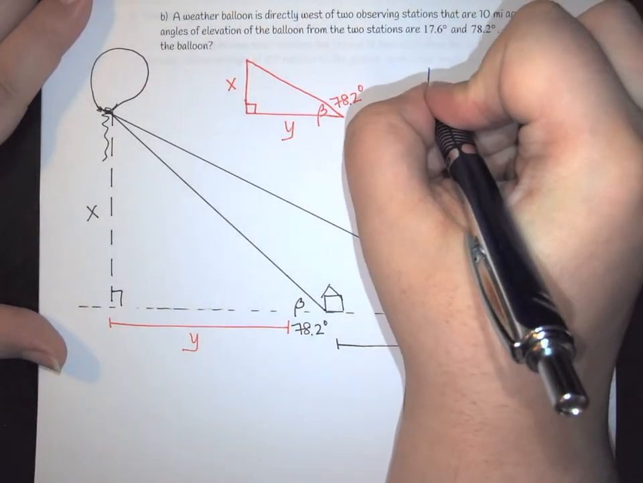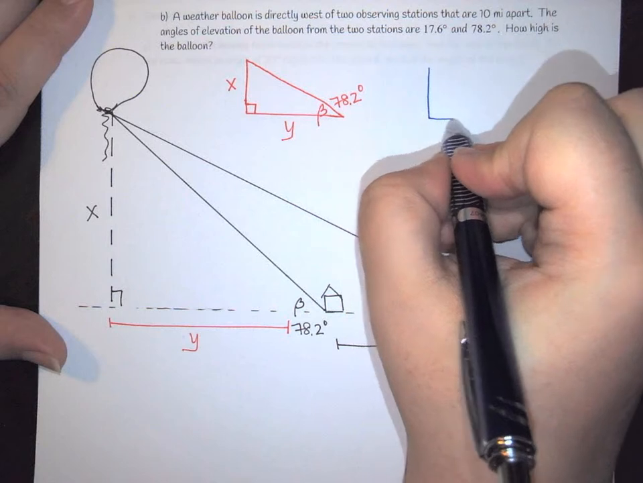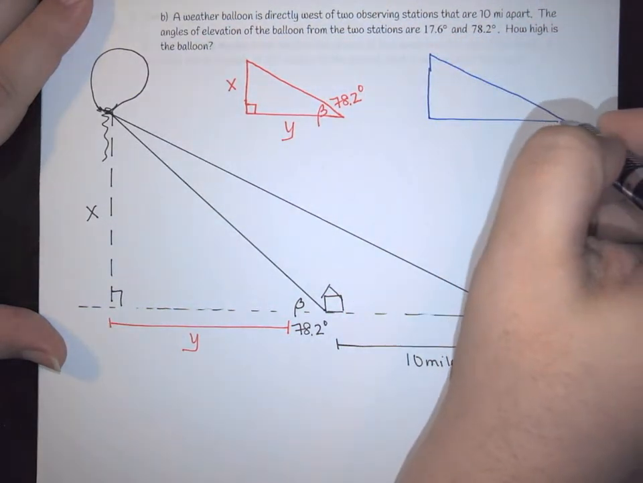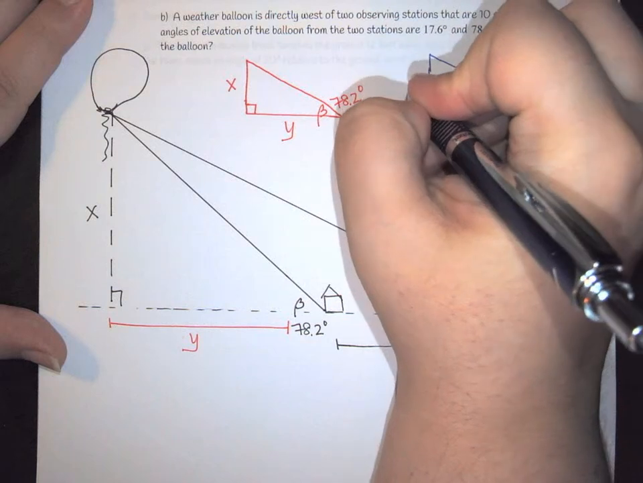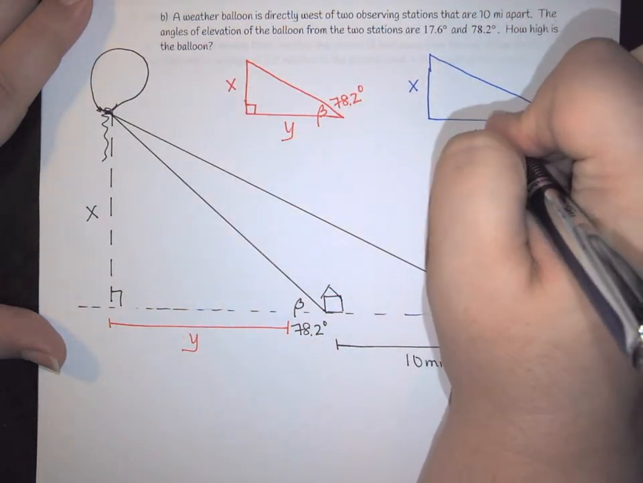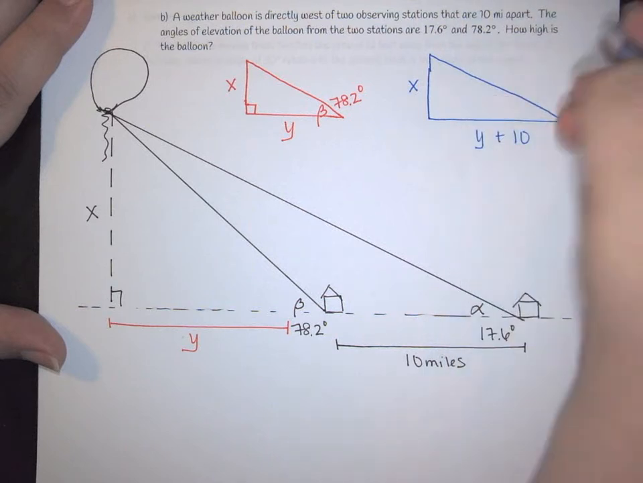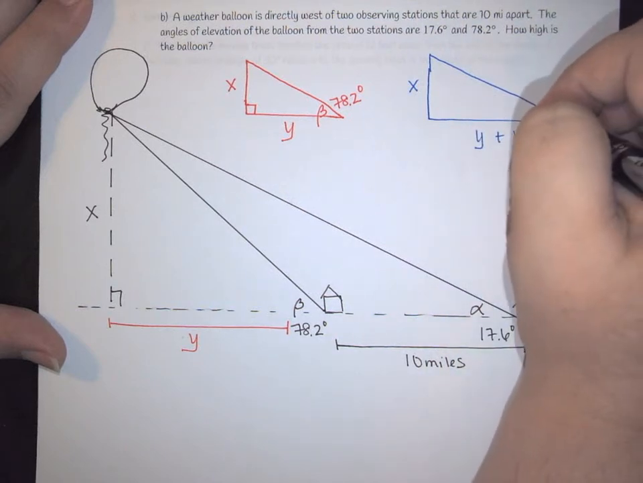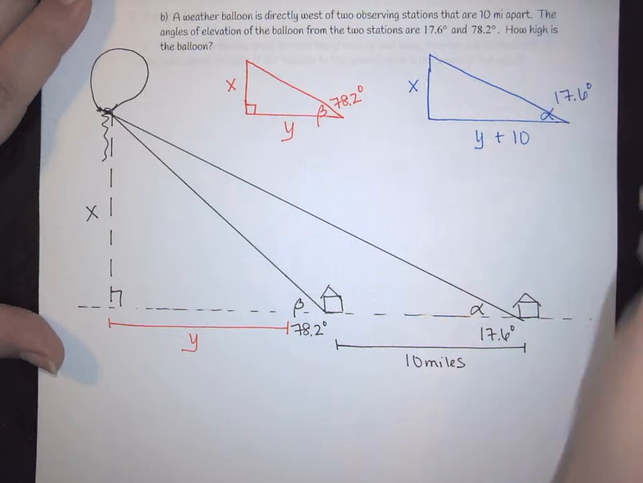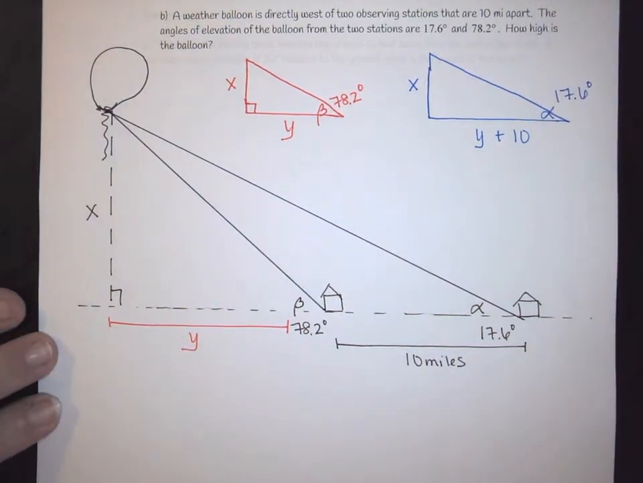Now the other thing that we have is we have our other triangle. So the other triangle here, make that slightly longer. Again, this is X, but this bottom side is going to end up being Y plus 10. We called this angle alpha, which we know to be 17.6 degrees. Okay, so that is everything we know.